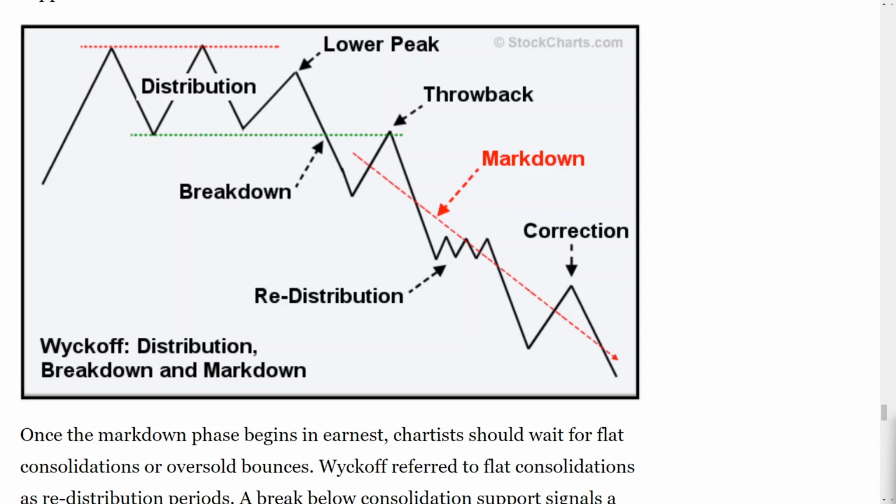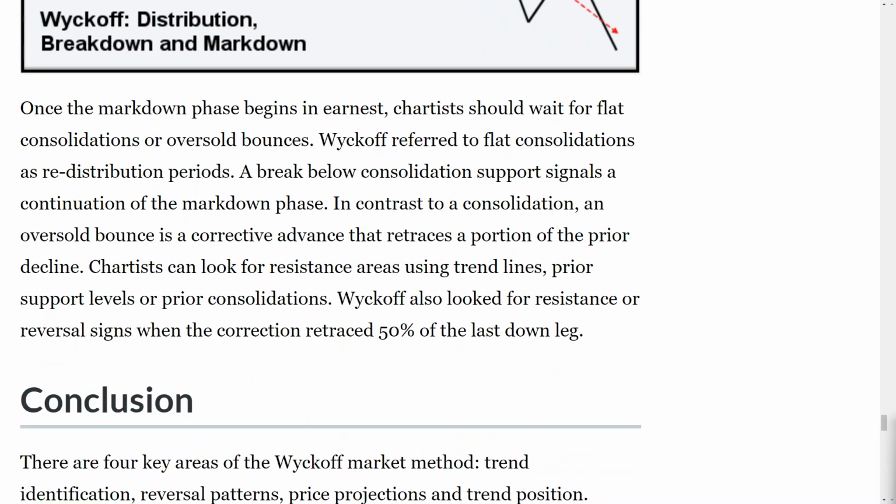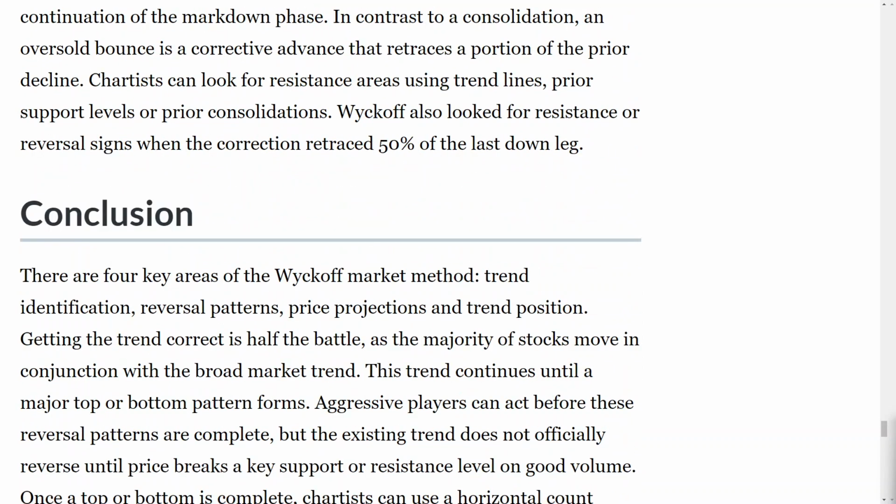Once the markdown phase begins in earnest, chartists should wait for flat consolidations or oversold bounces. Wyckoff referred to flat consolidations as redistribution periods. A break below consolidation support signals a continuation of the markdown phase. In contrast to a consolidation, an oversold bounce is a corrective advance that retraces a portion of the prior decline. Chartists can look for resistance areas using trend lines, prior support levels or prior consolidations. Wyckoff also looked for resistance or reversal signs when the correction retraced 50% of the last down leg.